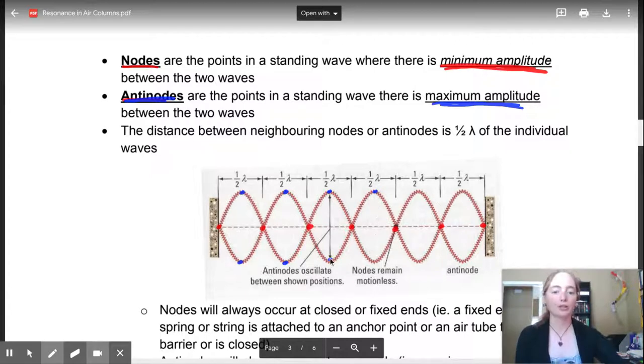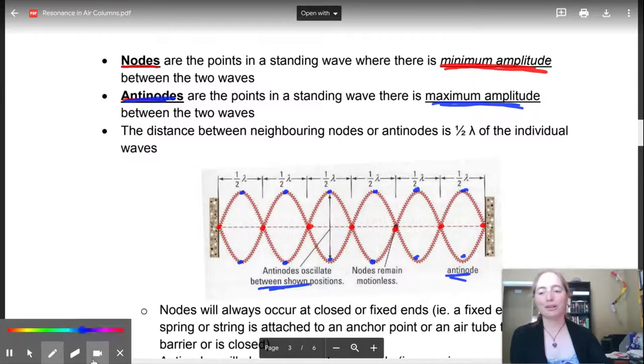As you can see here, our antinodes are going to oscillate between the two positions. So the antinode will be here, and then here, and then here, and then here, and then here. So that's where our antinodes are going to be.